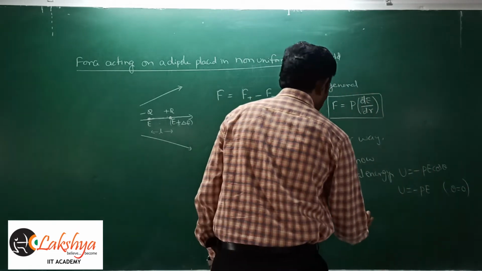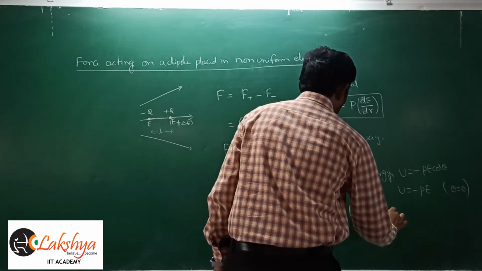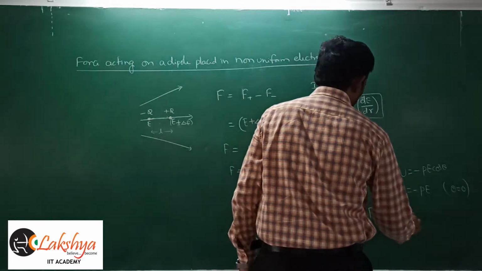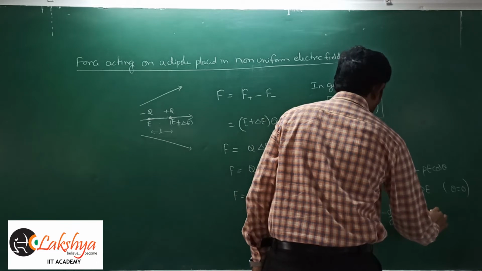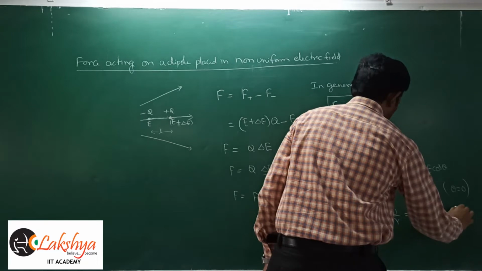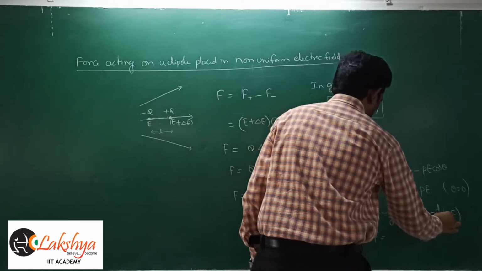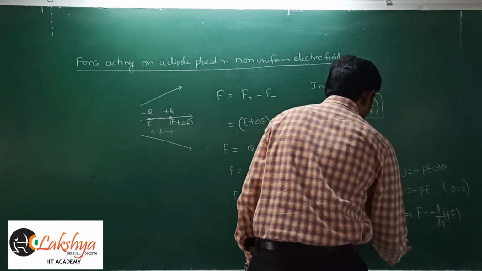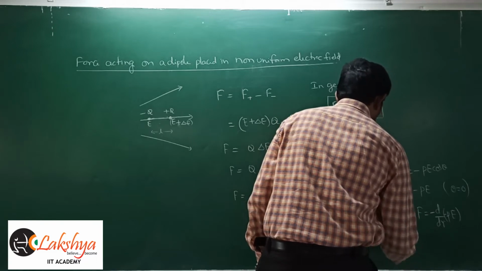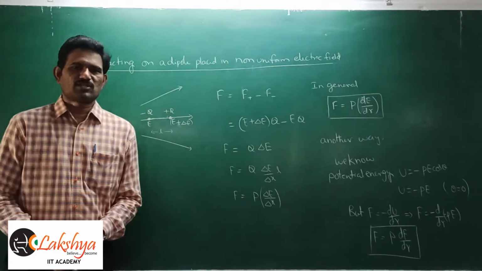And therefore we know another relation as F is equal to minus dU by dr. Substitute that value here, so this implies you can write F is equal to minus d by dr of (minus P dot E). So therefore F is equal to P into dE by dr, you can write. So that will be the expression for the force acting on the dipole.